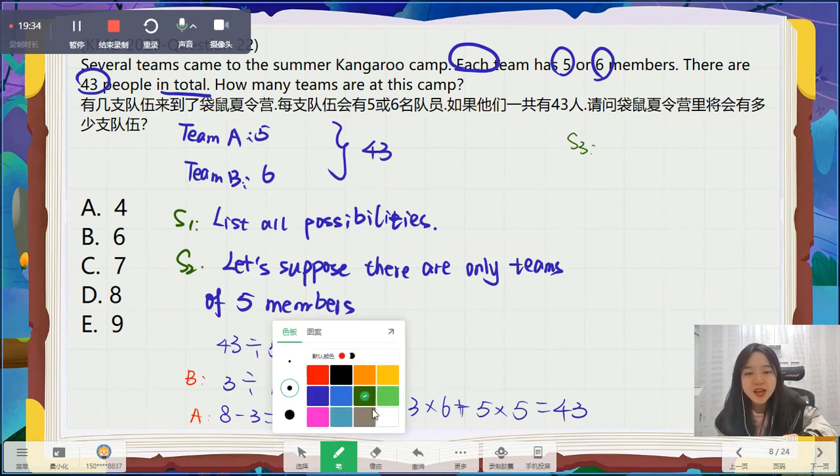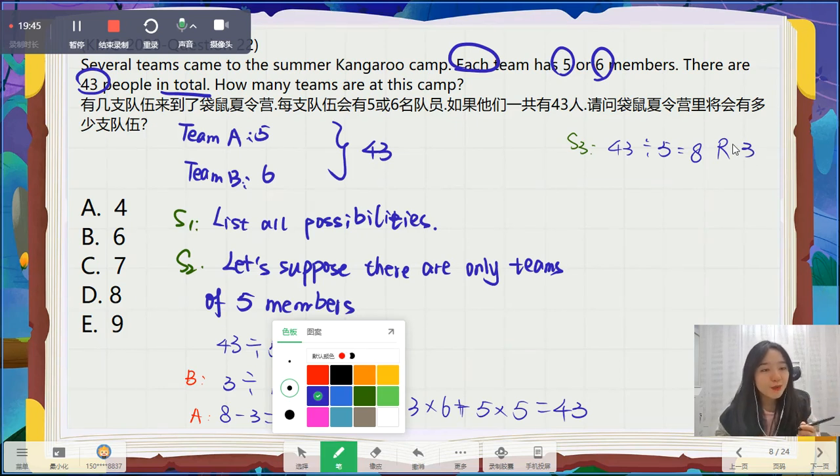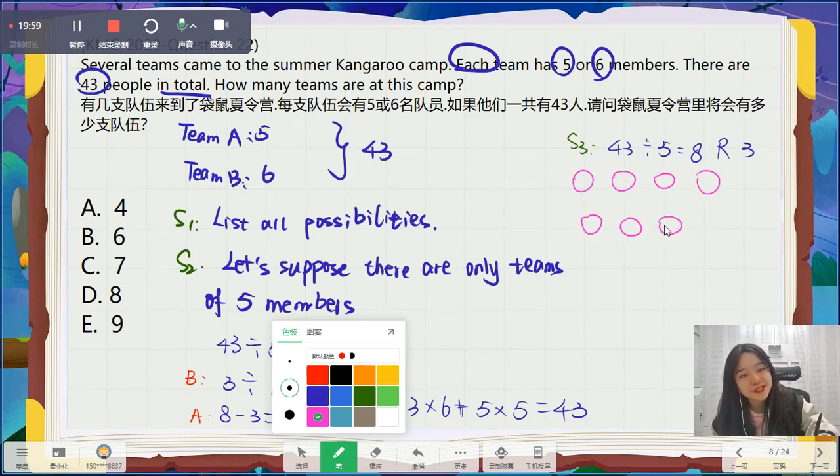Still, after we suppose there are only teams of 5 members, so there should be 8 teams, but we still have 3 members who didn't have a place to go, right? So let's draw 8 circles to stand for the 8 teams. And at first we think, oh, every team has 5 members, like this. Okay, so let's fill in the circles with 5.